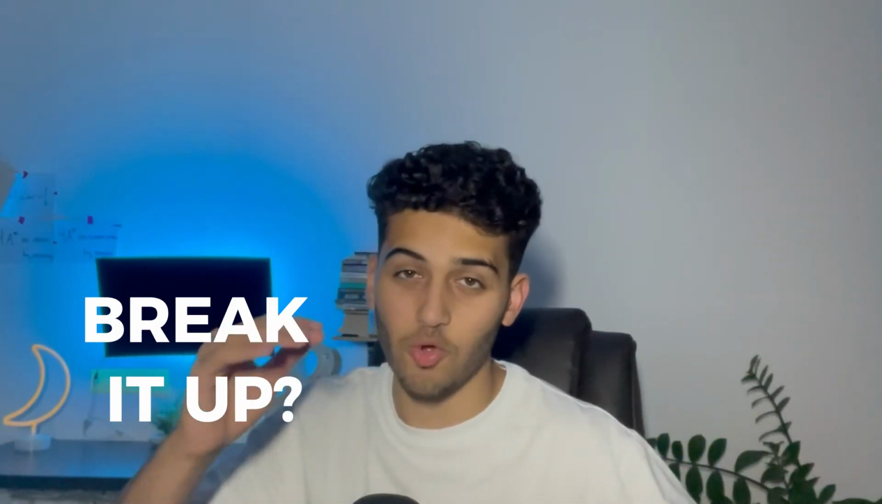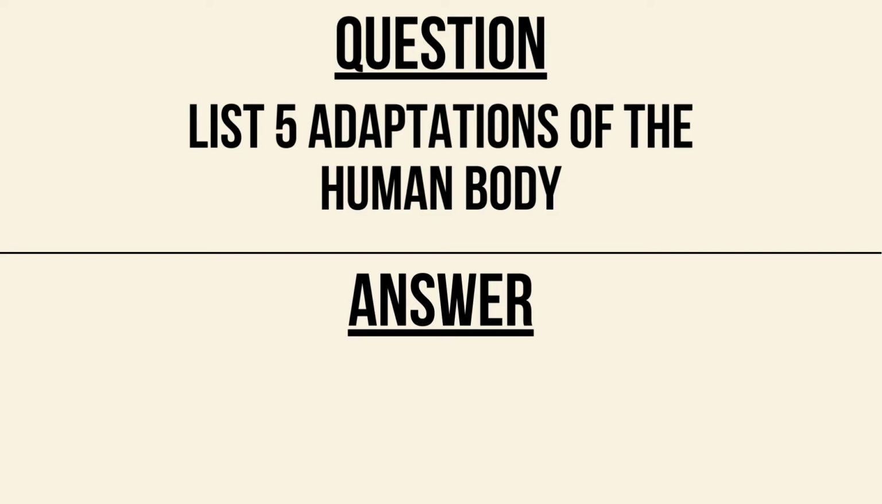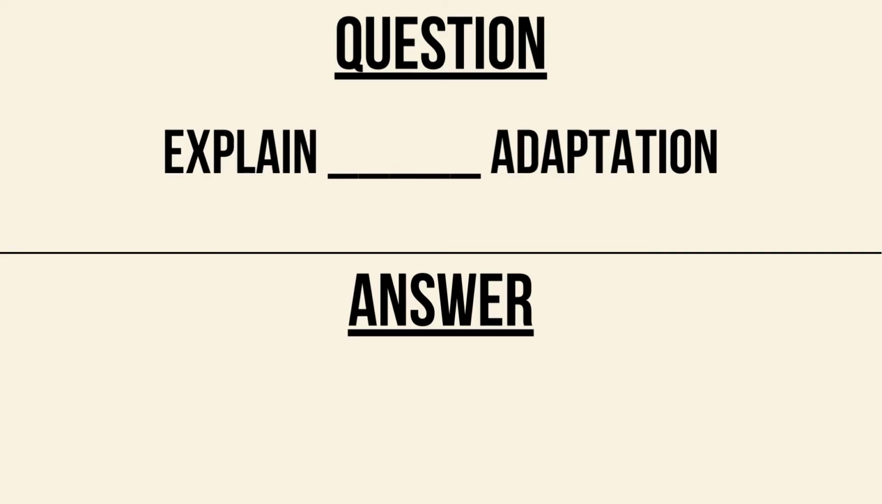Now, on the answer side of the flashcard, never make it longer than a sentence or 2 sentences, because the longer it is, the harder it is for your brain to actually memorize it. Think about it. When you want to memorize a paragraph, are you going to break it into sentences, or are you going to memorize the whole paragraph at once? Of course, you're going to break it into sentences, because that's how your brain likes to memorize things. So if an answer for a certain question is too long, try to break it up into different flashcards. For example, instead of saying, I don't know, list and explain 5 different adaptations of the human body, you could say, list 5 adaptations of the human body. Then on a separate flashcard, you could say, explain such and such adaptation.